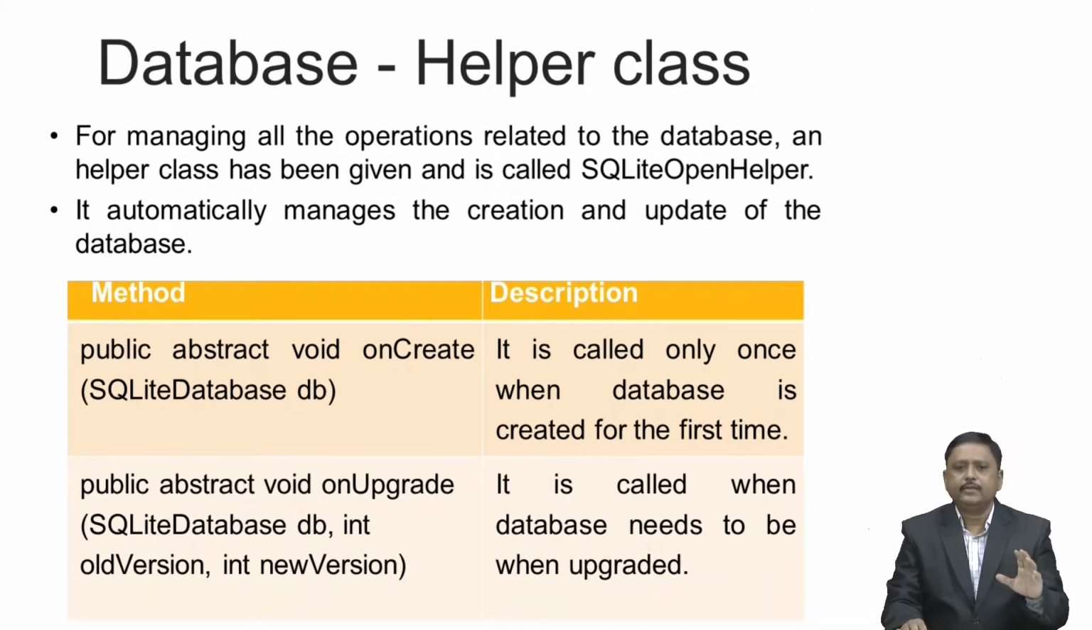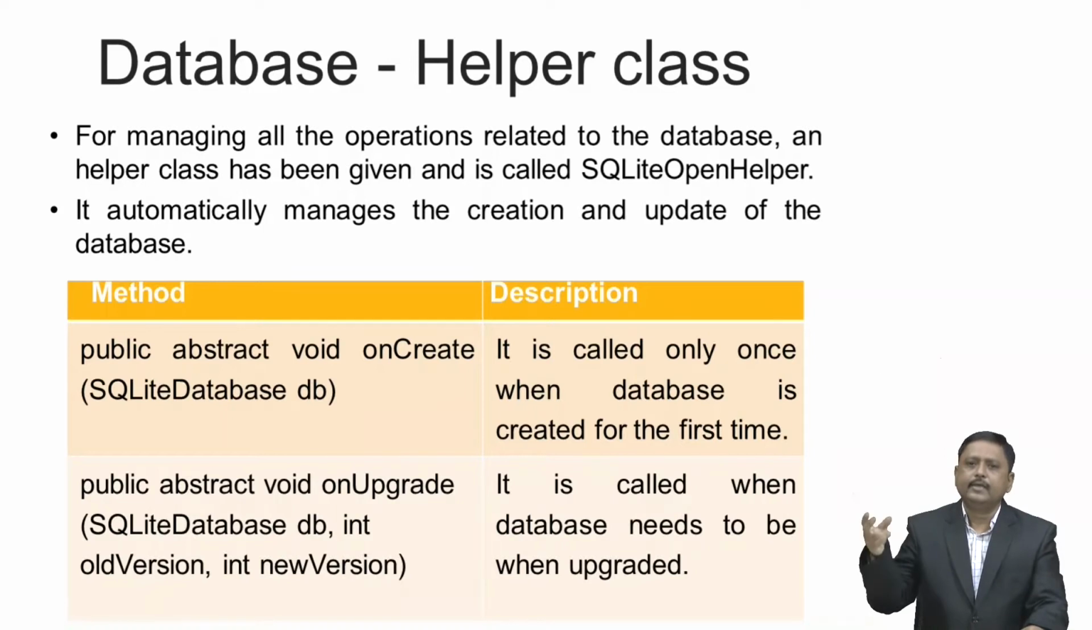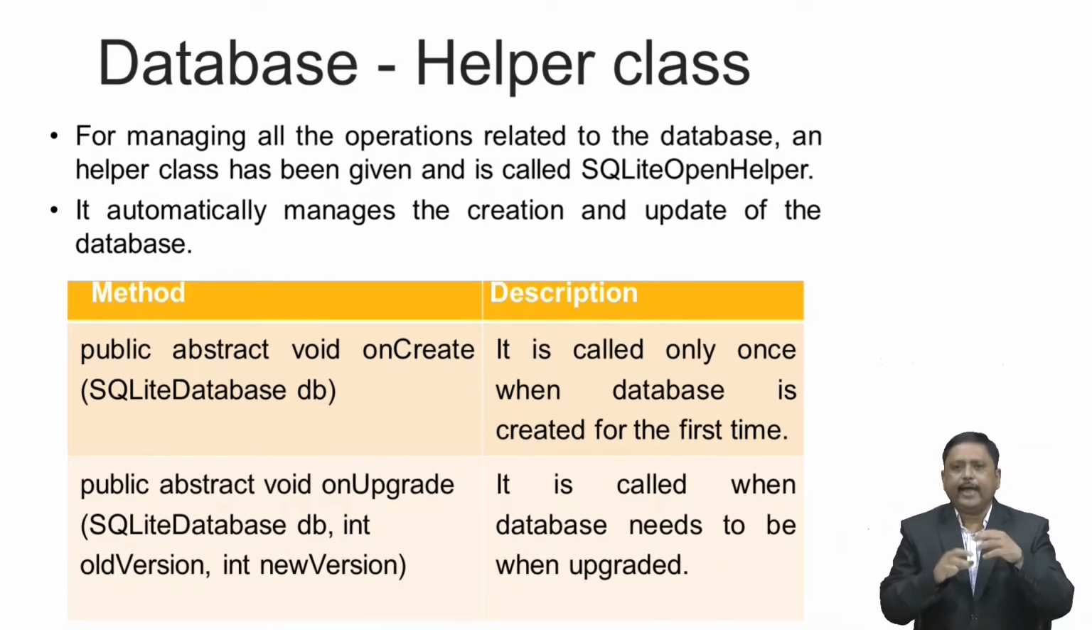Another method is onUpgrade, and it takes 3 arguments. First is the database itself, another is the old version number, and the third argument refers to the new version number. So, it is called when the database needs to be upgraded. So, these two methods we define inside the database helper class. You need to define one class which extends SQLiteOpenHelper, and inside that we define these two methods which are actually used to create and upgrade the database.